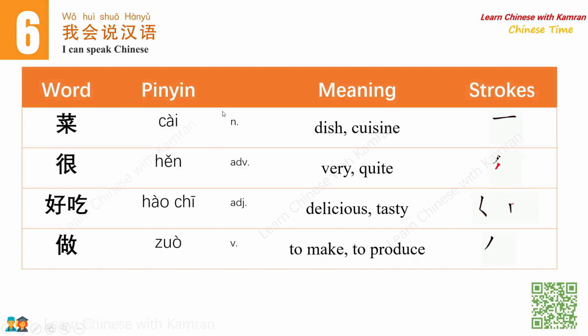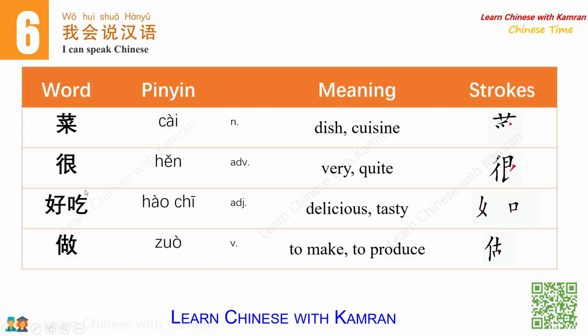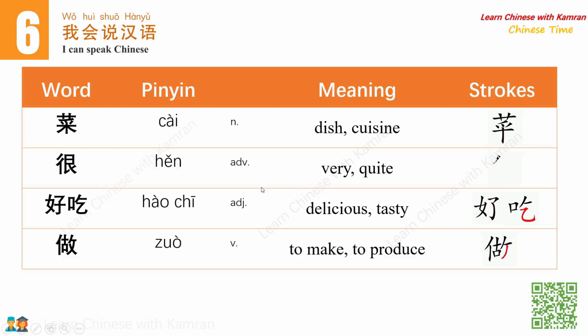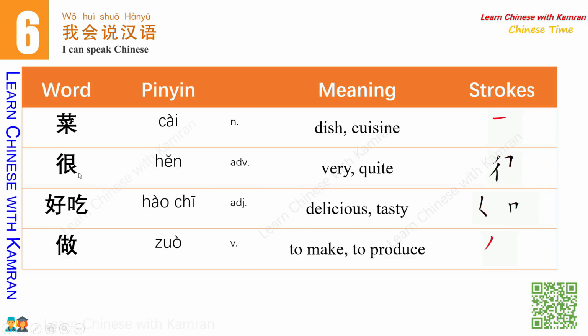The first one is cai. 中国菜. Cai is a dish. It also means vegetables, like 蔬菜 is fresh vegetables. Here it is used as a dish. So Chinese food, you can also say food or dish or veggies. Then 很 means very, quite, very. It is, again, a very important word, because you will use this word in many places.